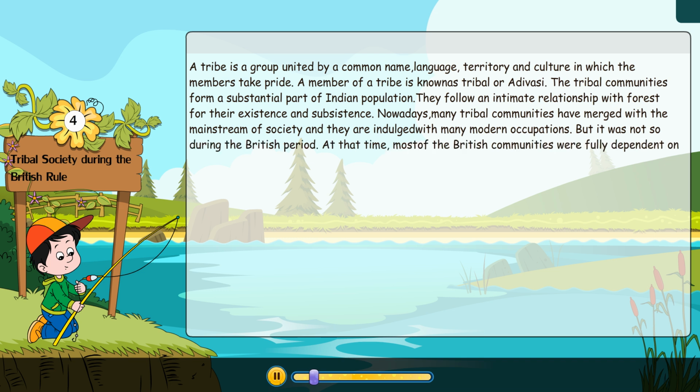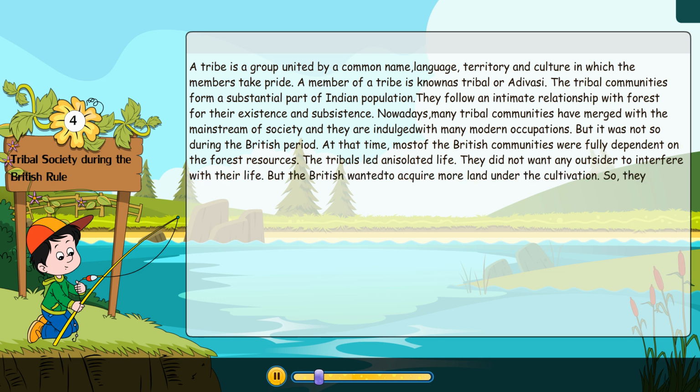At that time, most of the tribal communities were fully dependent on the forest resources. The tribals led an isolated life. They did not want any outsider to interfere with their life. But the British wanted to acquire more land under cultivation. So they forcefully grabbed forest land and forced the tribals to work as laborers.